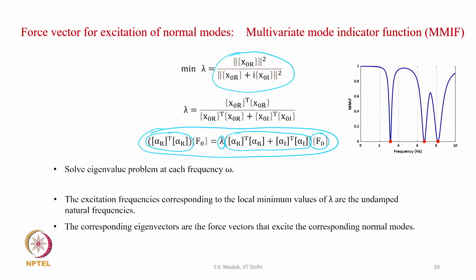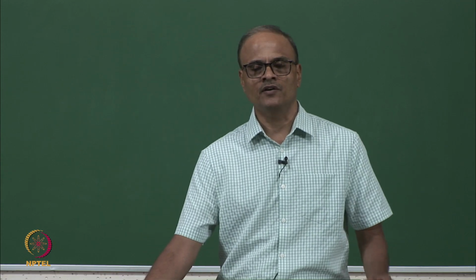So, this is a plot of the multivariate mode indicator function for a typical system. You can see here the lowest eigenvalue at each frequency has been plotted as a function of frequency. So, there are 3 local minima. You can see this is the first local minimum. So, the corresponding excitation frequency is the undamped natural frequency. This is the second and this is the third, and the corresponding frequencies are the undamped natural frequencies. So, the RMIF and MMIF remove the difficulty with Asher's method.